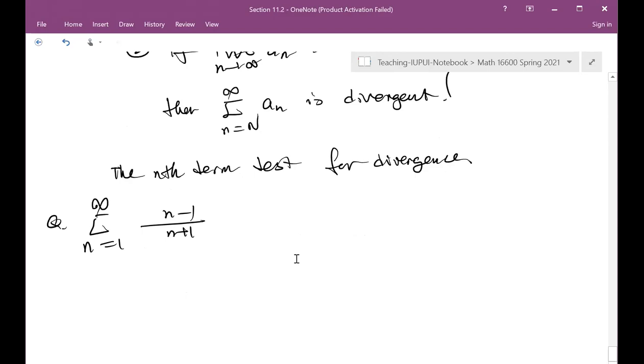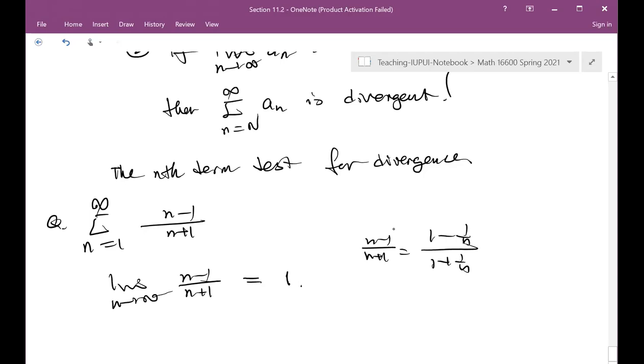You look at this. I want to check whether this is convergent or divergent. So clearly the limit of the nth term is going to be 1. Why is it 1? Because (n minus 1) over (n plus 1): divide the numerator and the denominator by n, so the limit is (1 minus 0) over (1 plus 0), which is 1. So the nth term limit is 1. Therefore, it is divergent.